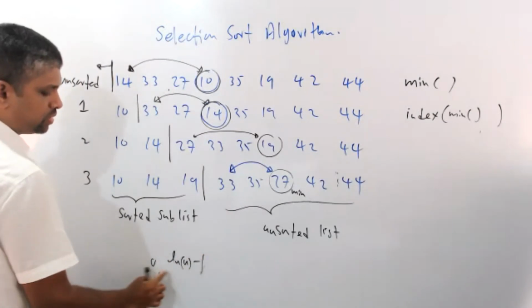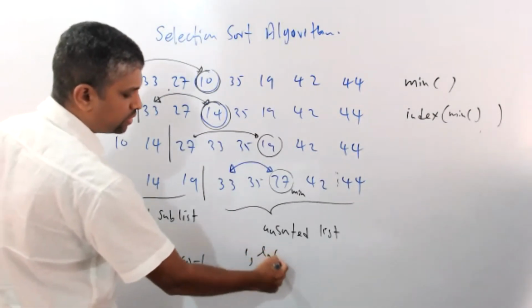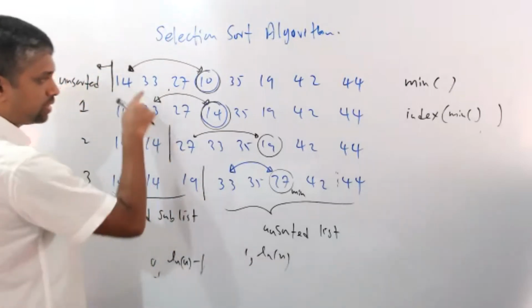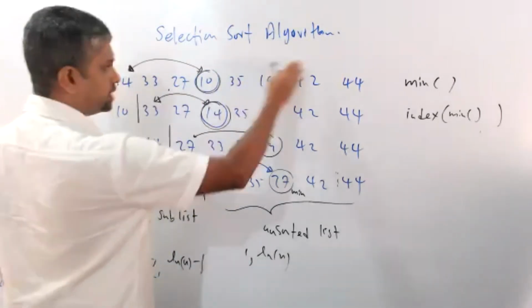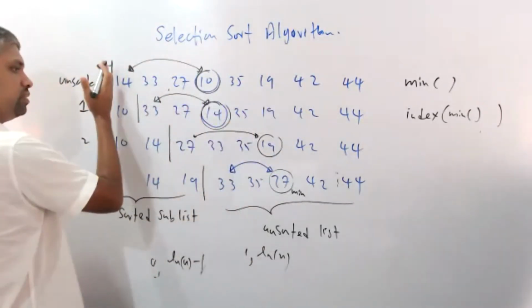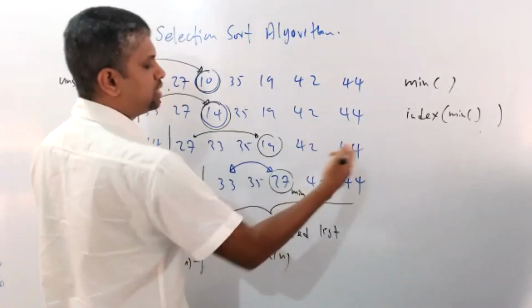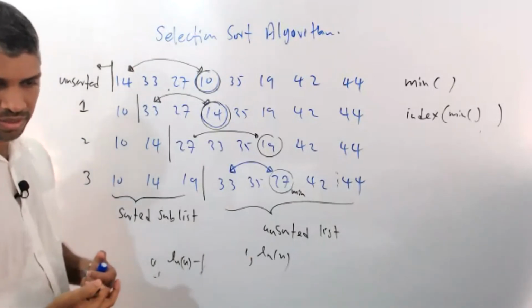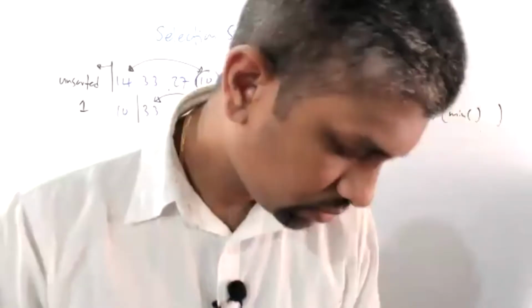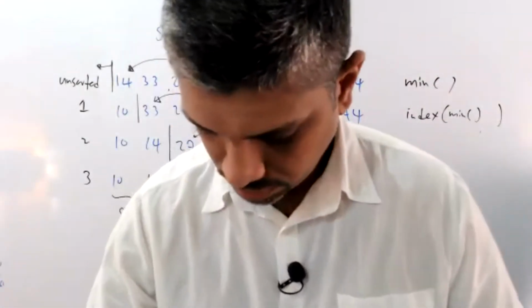Previously we went from 1 to length of n. Now we start from here and go this way, and finally each element will be placed into the right location.